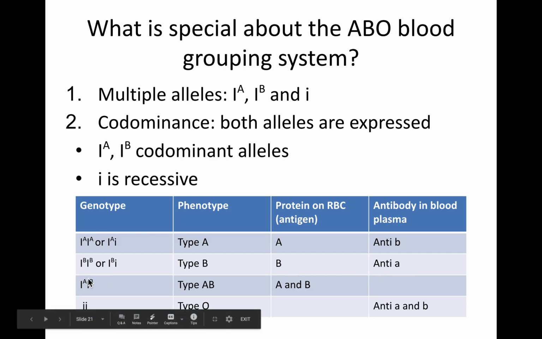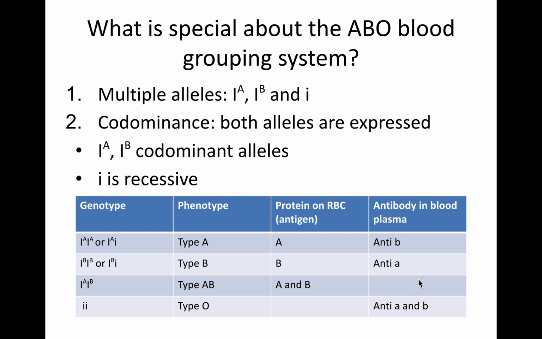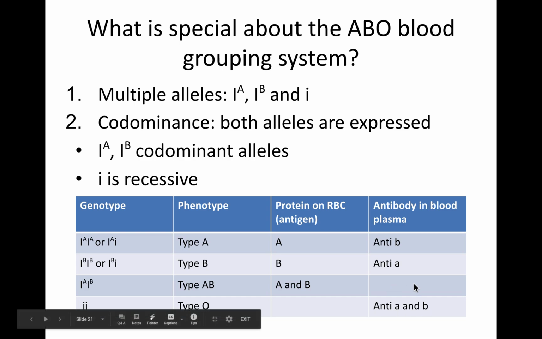This is the co-dominant version, capital IA, capital IB. That means you're type AB blood, and you have both antigens, so that means you have no antibodies. So if you have type AB blood, that means you are the universal taker. You can take any type of blood.